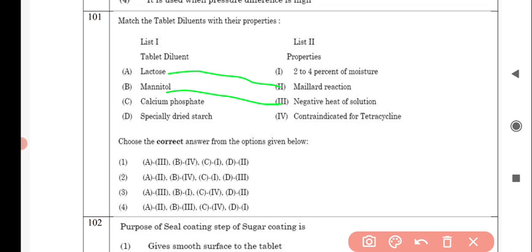And for calcium phosphate, it correctly matches with option number 4, that is contraindicated for tetracycline. And for specially dried starch, it correctly matches with option number 1, that is 2 to 4% of moisture. So the correct answer is option number 4.